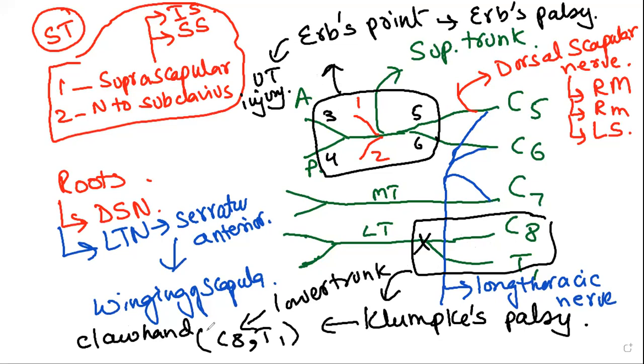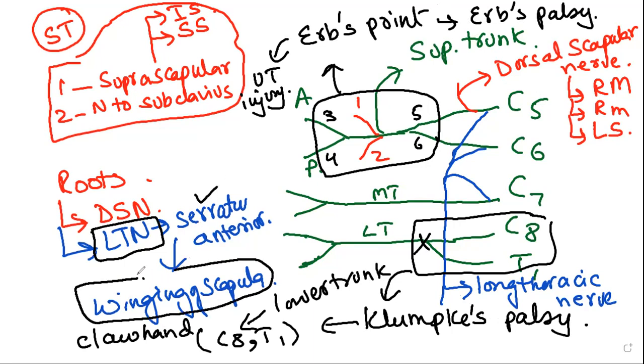Claw hand deformity is seen with Klumpke's palsy. Okay. So this is your Klumpke's palsy, your lower trunk injury. This is your Erb's point, Erb's palsy, upper trunk injury. Policeman tip deformity, claw hand deformity. Long thoracic nerve damage, serratus anterior will be damaged. Patient will develop winging of scapula. Okay. So this is your whole topic of brachial plexus and their clinical correlation. I hope it is clear to all of you.